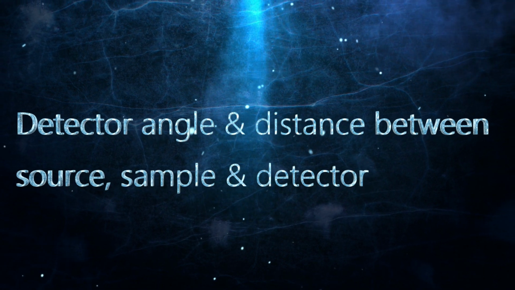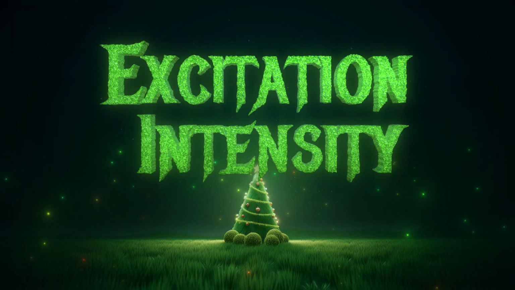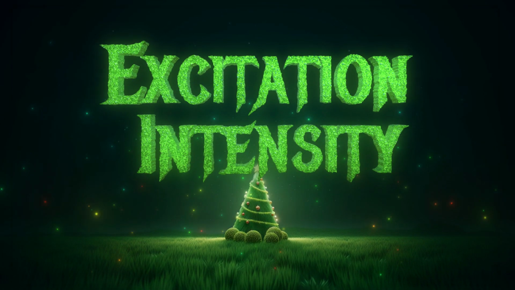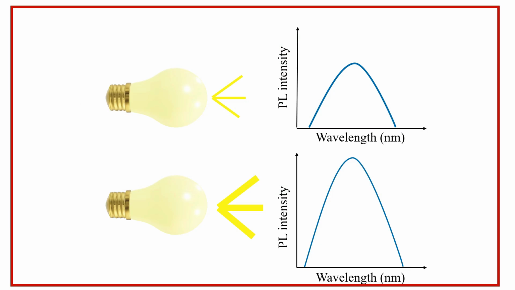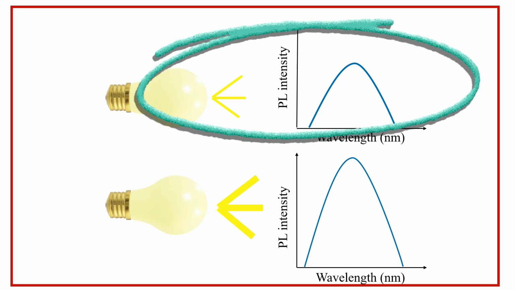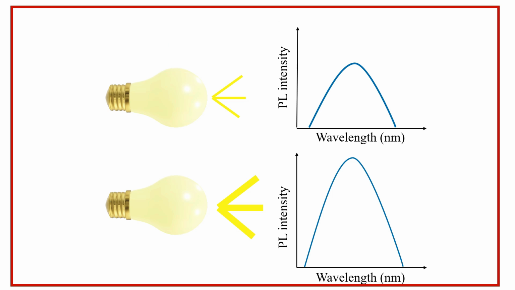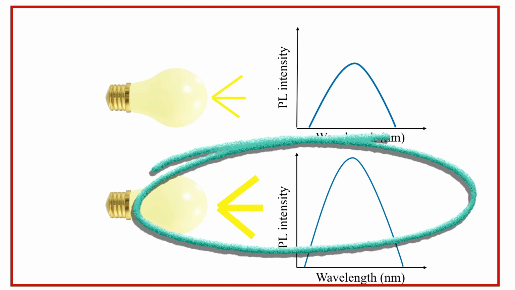The first one is source intensity or excitation intensity. Intensity of source determines the intensity of PL. That is, the higher the source intensity, the higher the PL intensity. Here is an example of PL intensity with respect to the excitation intensity. First one with low excitation intensity and hence low PL intensity. Second one is higher excitation intensity and hence higher PL intensity.